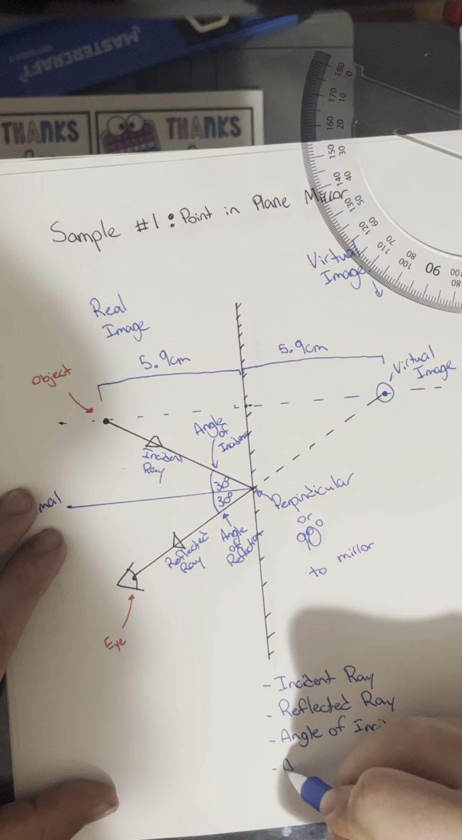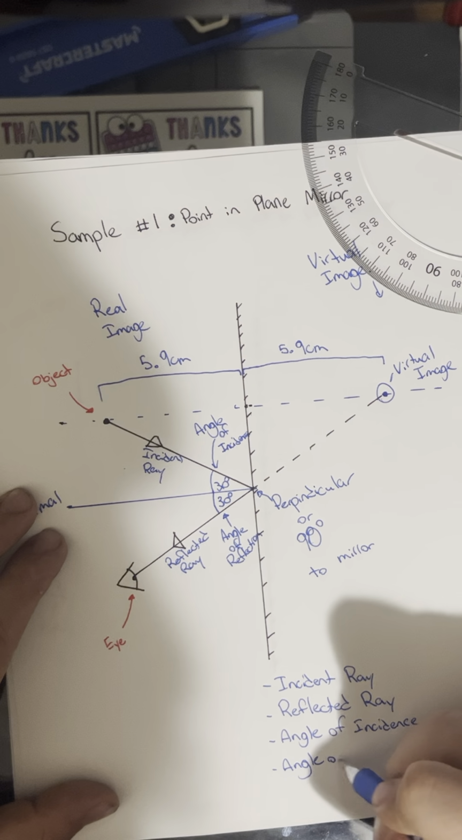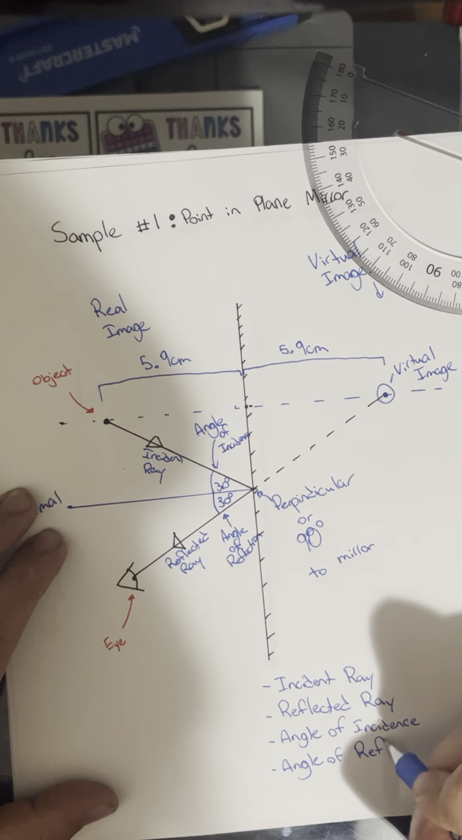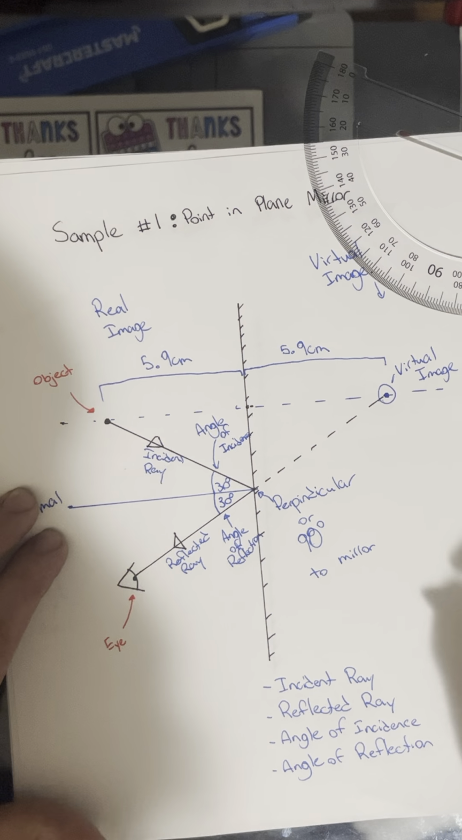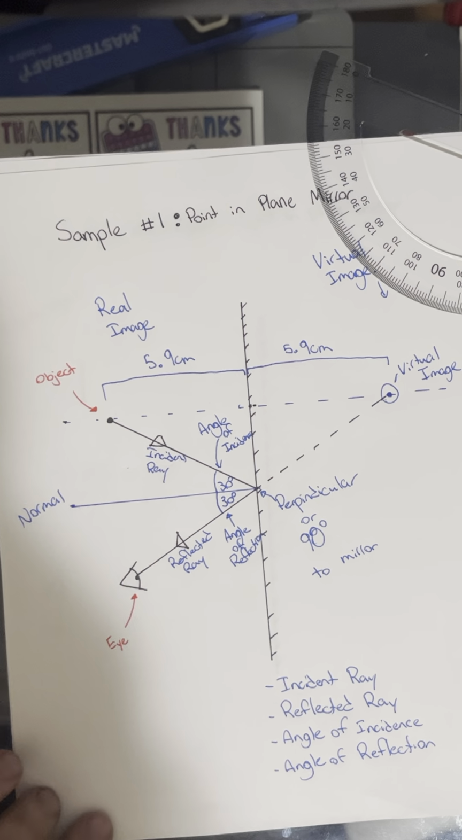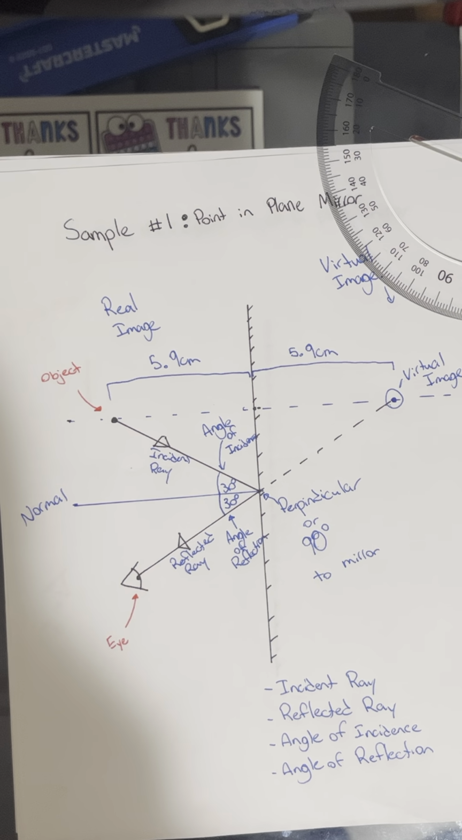And my angle of reflection. Okay. And that is essentially how we create a ray diagram for a simple point object in a plane mirror.